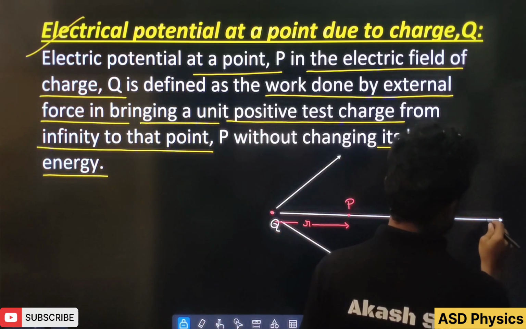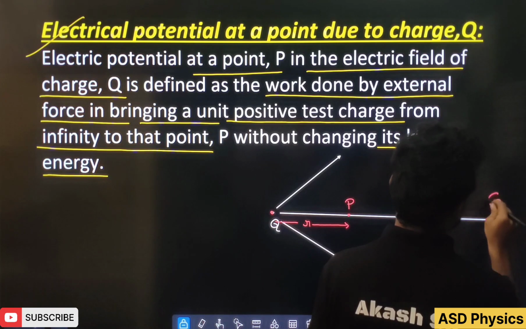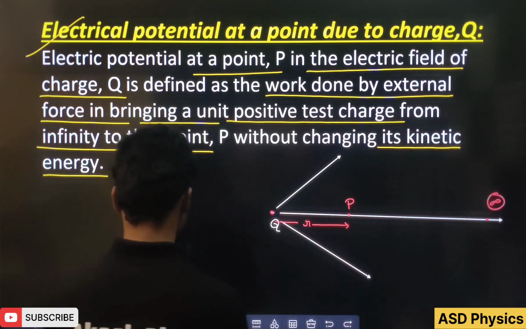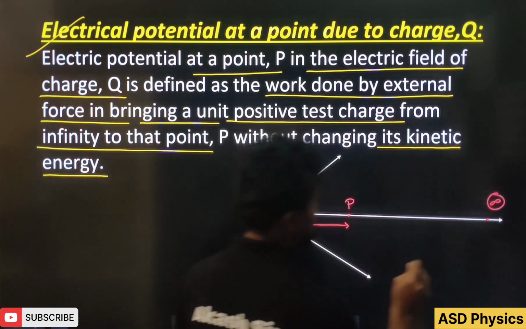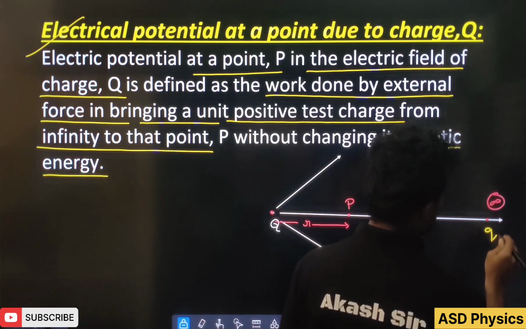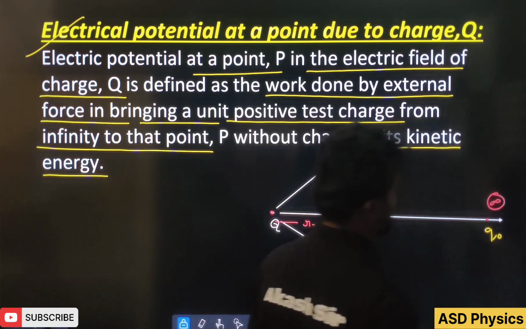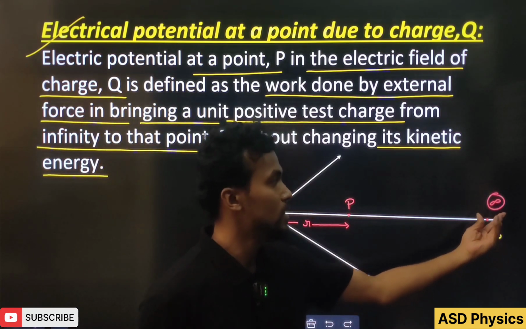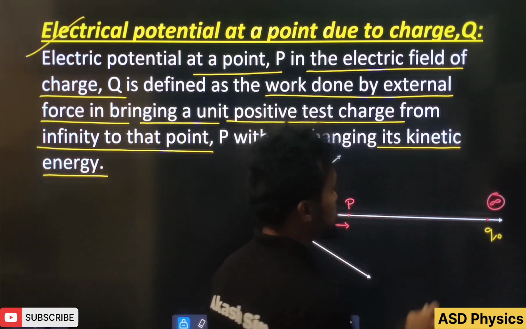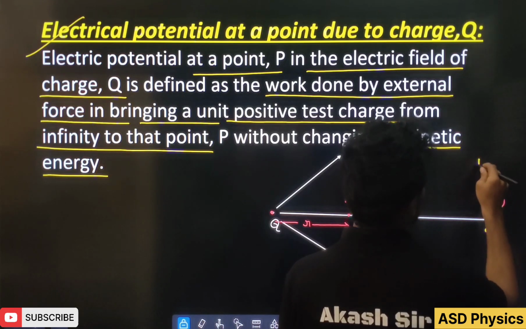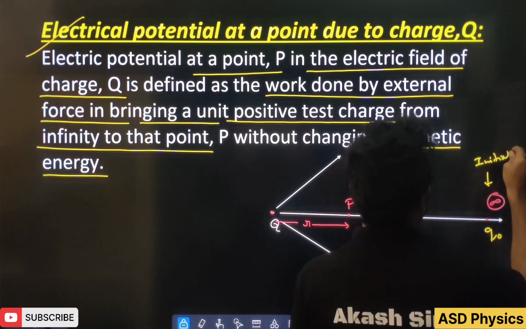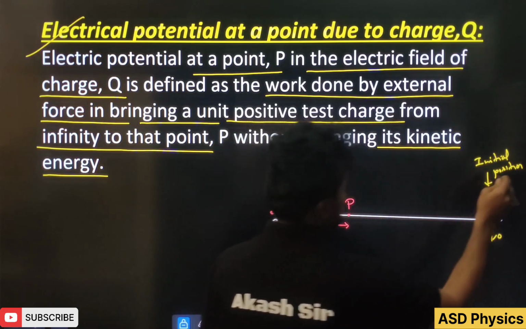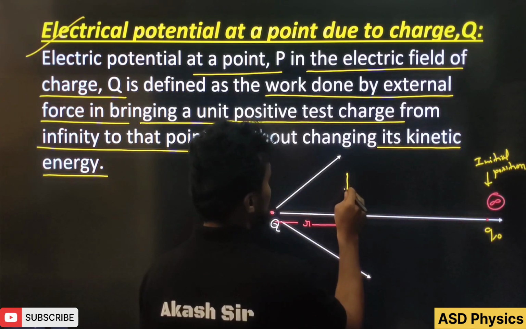Now students, what I will do here, let's take infinity, a very far distance. One charge is there, and the test charge is small q, even you can write q naught also, no problem, q naught. This test charge I will take from infinity to point P. So students, this infinity is my initial point, or we can tell initial position, and this P is the which one?